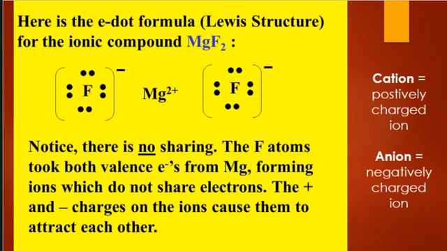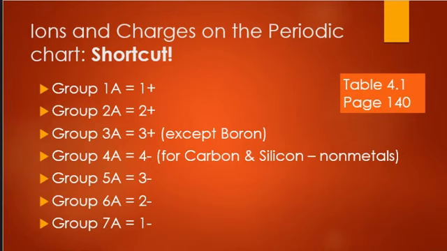What do you think that one's called? Magnesium fluoride. Okay. The main thing on this slide I wanted you to see is that it's MgF2, and that cation and anion are those names right there. Now, there is a shortcut. This is the good news.